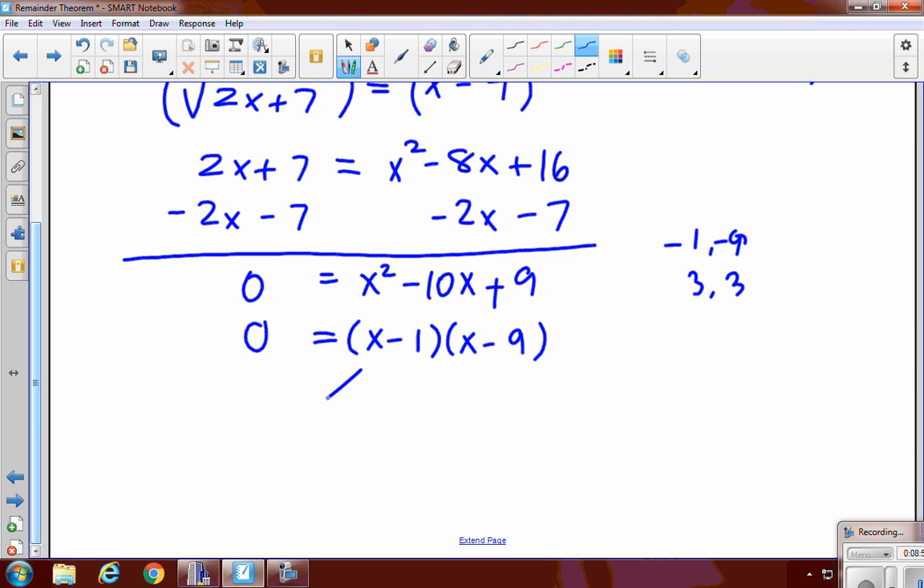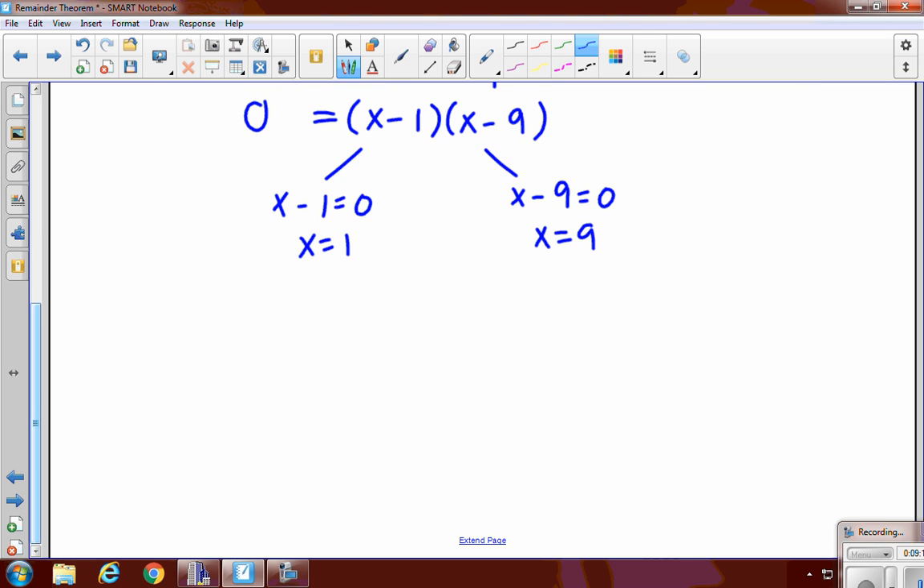Now, we have to set both factors equal to 0. This gives me one solution that may be 1. This one equal to 0 gives me another solution, maybe 9. So now we actually have to verify both solutions to see if they work in the original question. My verification is two parts, verifying two separate answers. The original question was the root of 2x plus 7 minus x equals negative 4.